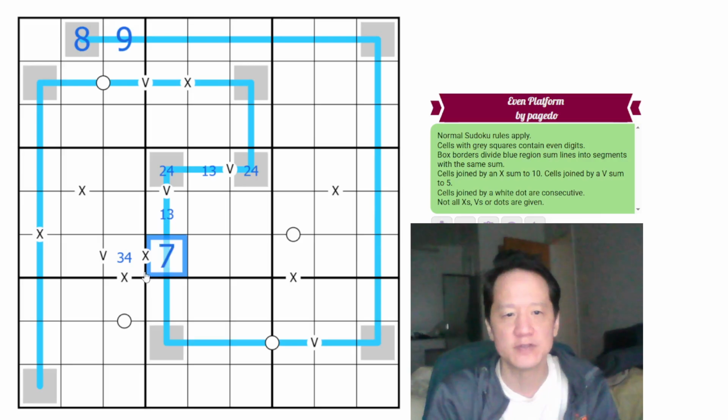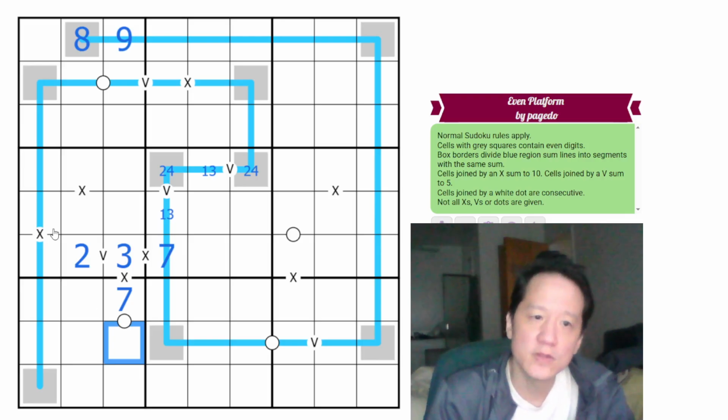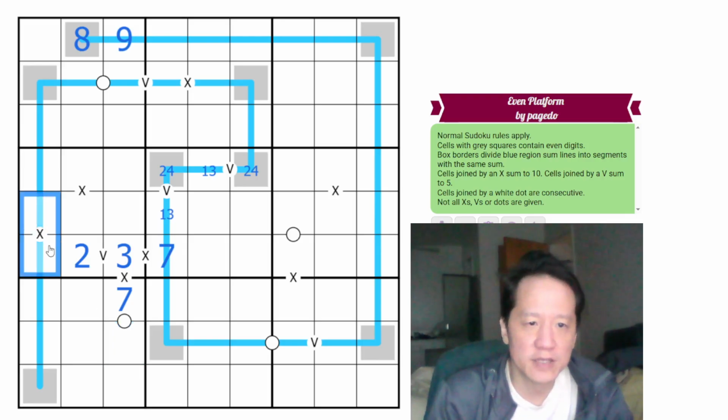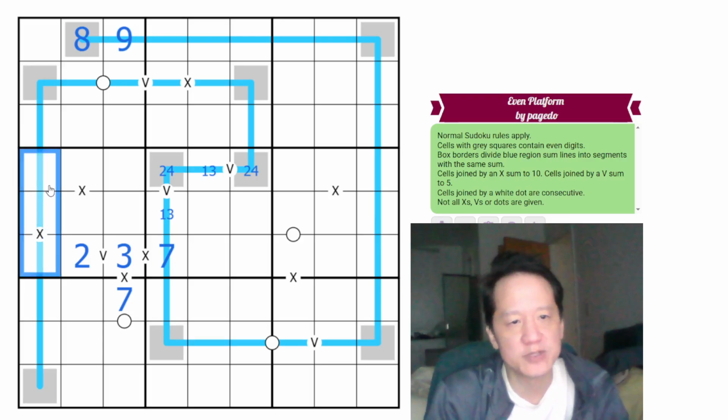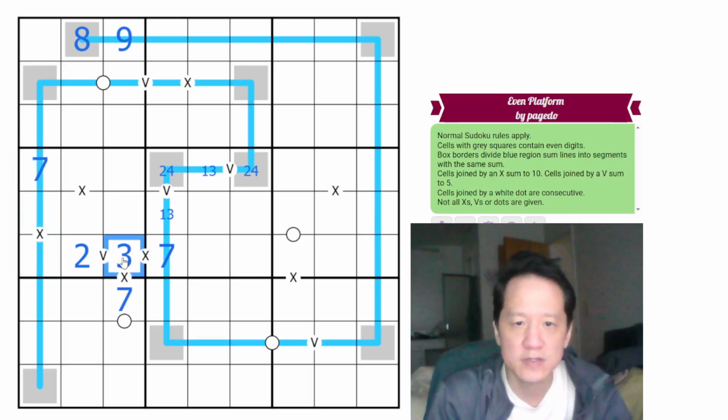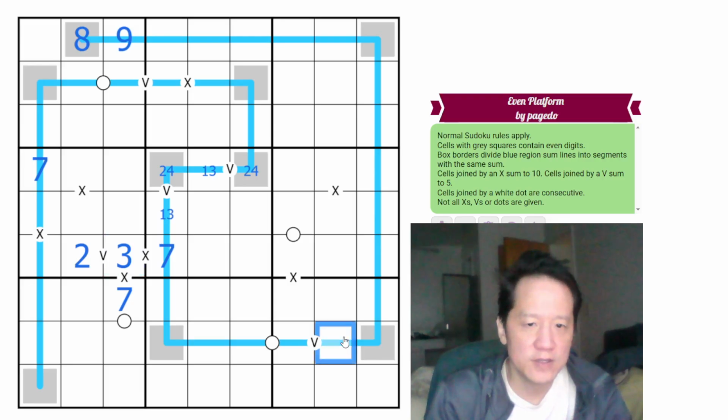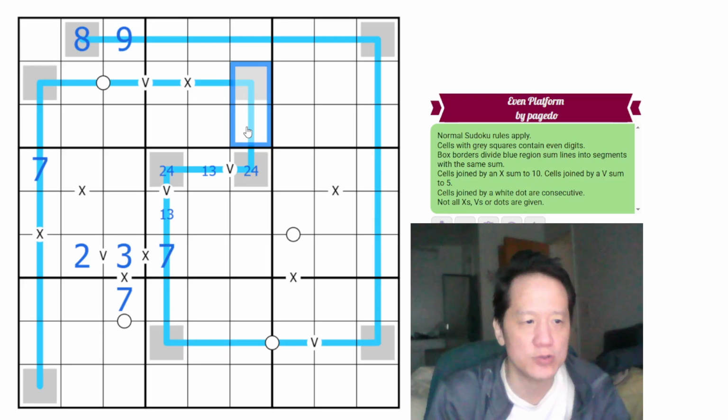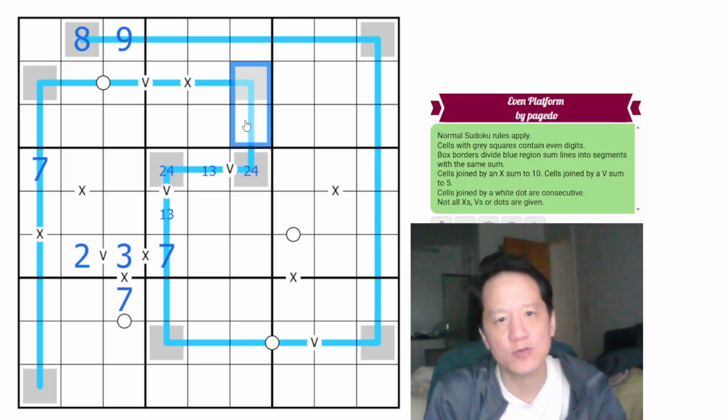This must be a 7. So this is 7, which makes this 3. 3 adds up with 7 to add up to 10. 3 adds up with 2 to add up to 5. This adds up to 10, so therefore this must be a 7 to add up to 17. So this is 7. These two, let's see. These two add up to 10, so these two must add up to 7. So it's either 1, 6, 2, 5, or 3, 4 here.